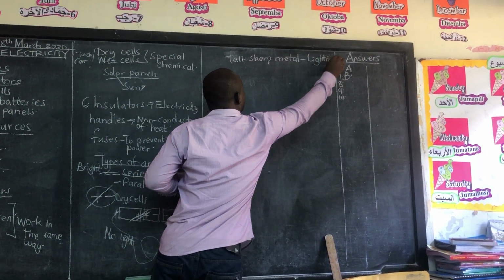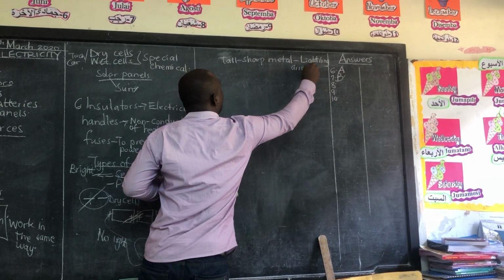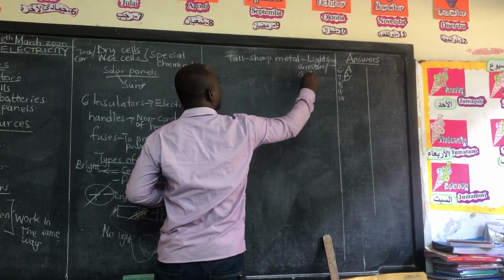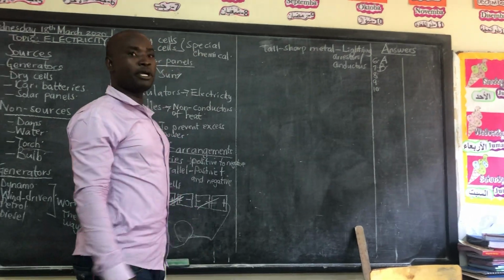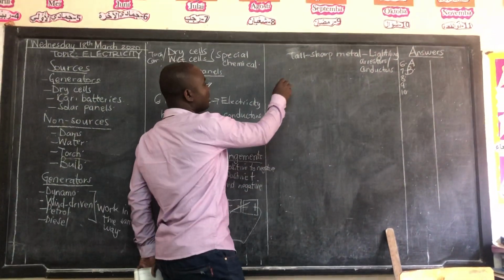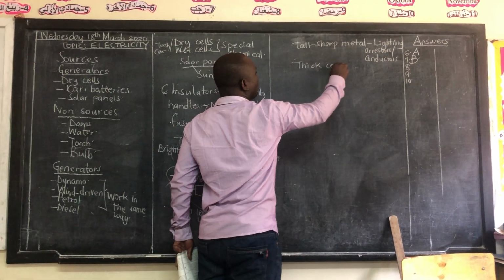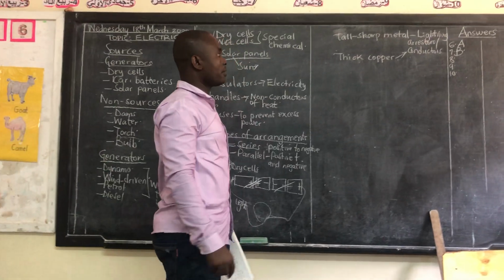Lightning arresters or lightning conductors. Lightning conductors are made of thick copper wire. Lightning arresters are made of thick copper wire.